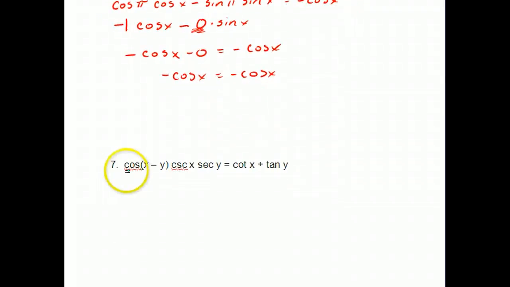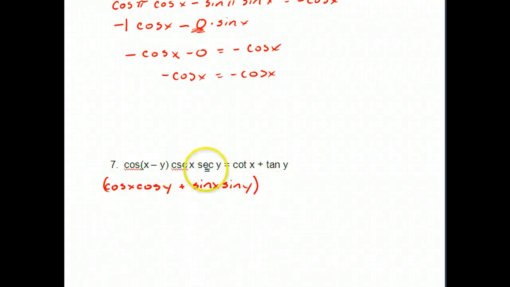Okay, so let's try another one here. I see that my addition formula is here, so I'm going to write that one out. So cos x cos y plus sine x sine y, all in brackets, times, now we just write out what we had here, cosecant x times secant y, is equal to cotangent x plus tan y.